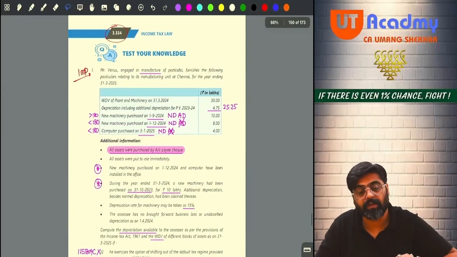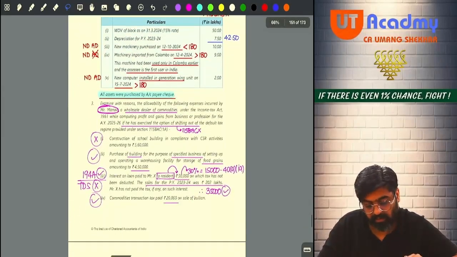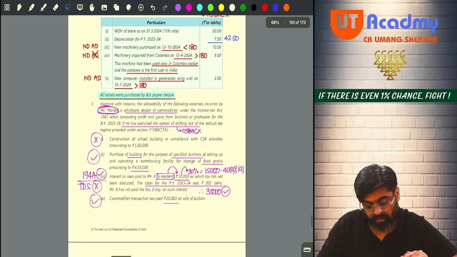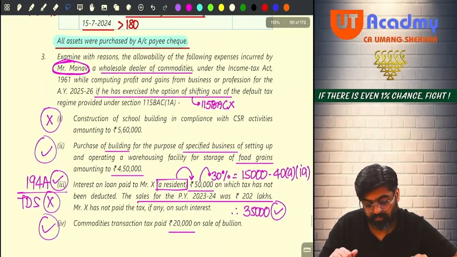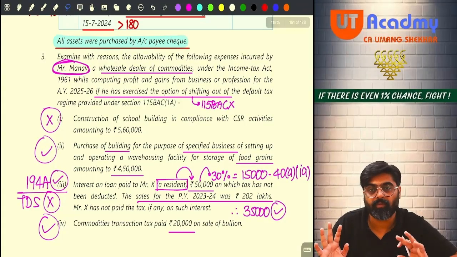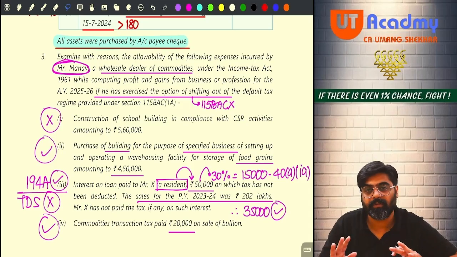Test your knowledge. First question done. Second is also done. Both the questions are on depreciation. Now come to the third question. You have done similar type of questions just now with me: which expenses are allowed, which expenses are not allowed. You are supposed to discuss that.